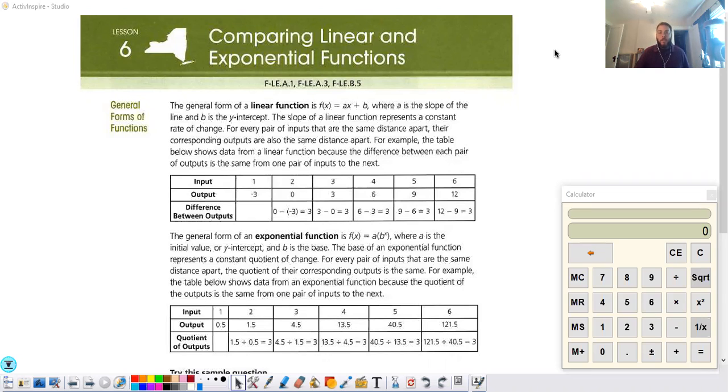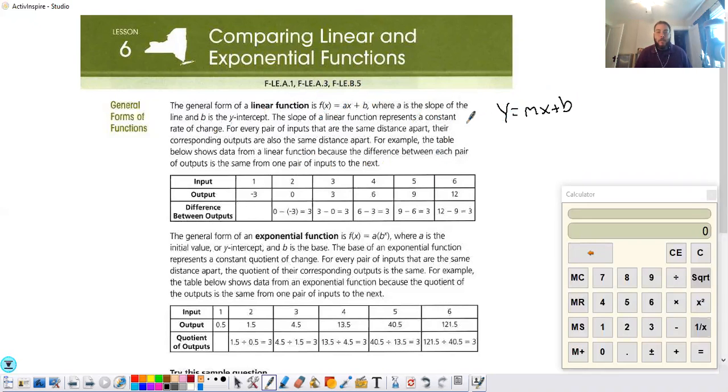The general form of a linear function is f of x equals ax plus b, right? And that should look very similar to when we talked about the slope-intercept formula of a line, which was y equals mx plus b. Here we're just changing y to f of x to represent the function, and then a is our slope, which we represent with m in the slope-intercept formula. It says where a is the slope of the line and b is the y-intercept.